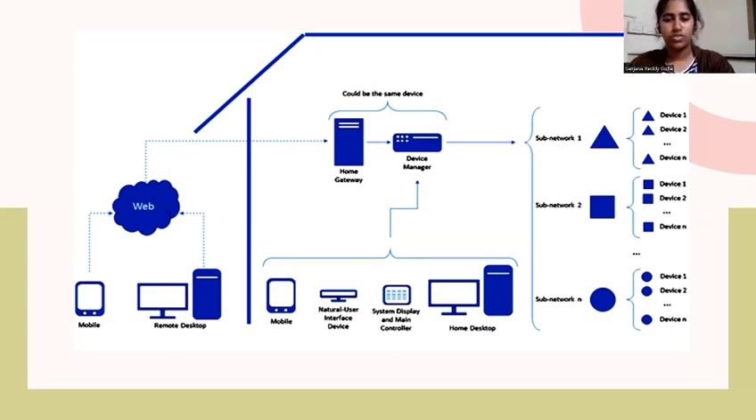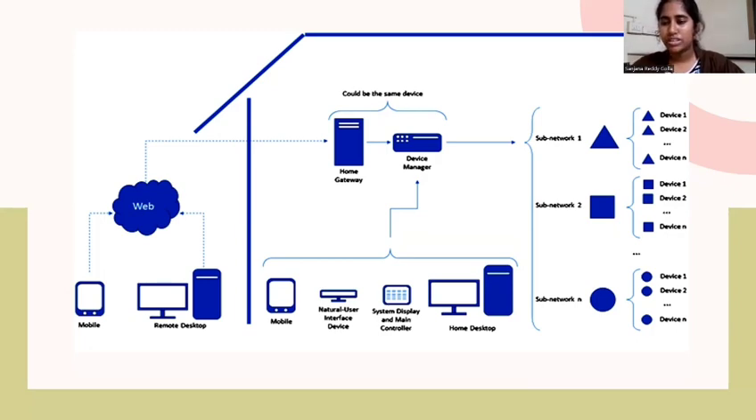You can just go through this picture and then you'll understand. Starting from the very left corner, you have the web and remote desktop, which acts as a part of the web. Then in the middle, you have the home gateway and device manager. And when it comes to the device manager, it can be a mobile or a home desktop, like your PC.